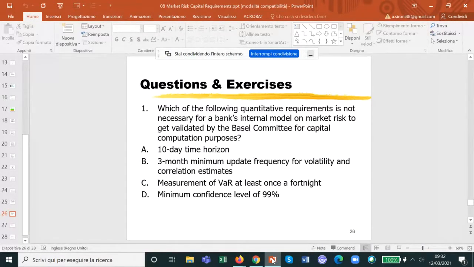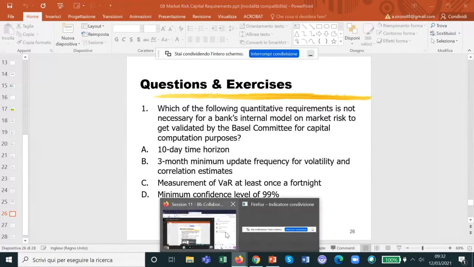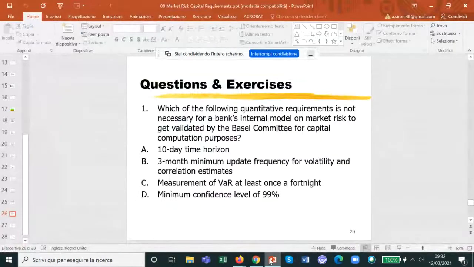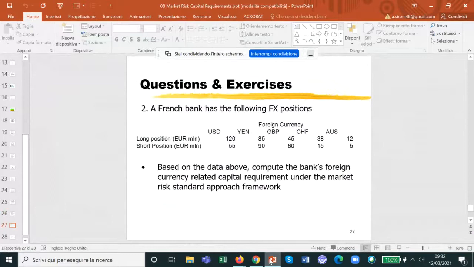Come on, what's the correct answer? C, that's correct. Measurement of value at risk at least once a fortnight, that's not true. It must be daily.